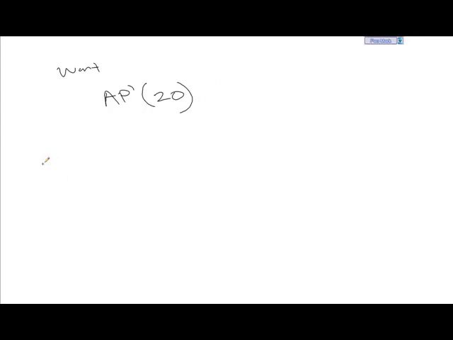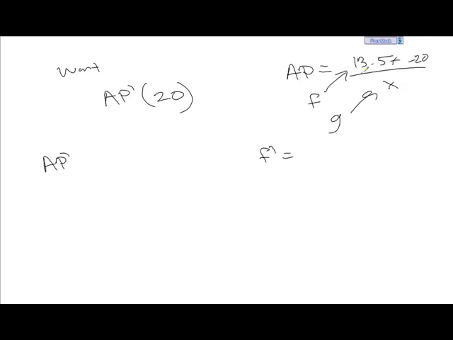So first of all, we need AP prime. But before we get AP prime, we have to address the fact that we have a quotient, 13.5x minus 20 over x. I see that this is a quotient, so I'm going to call this f, I'm going to call this g, just like we have been in the previous examples. F prime is equal to, well, that's a linear function, so its derivative is 13.5. The derivative of g is equal to 1.